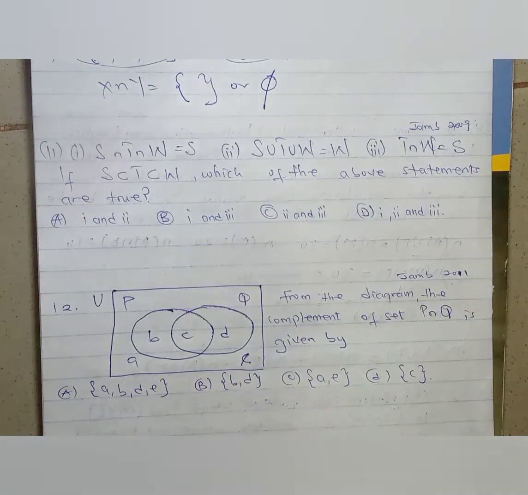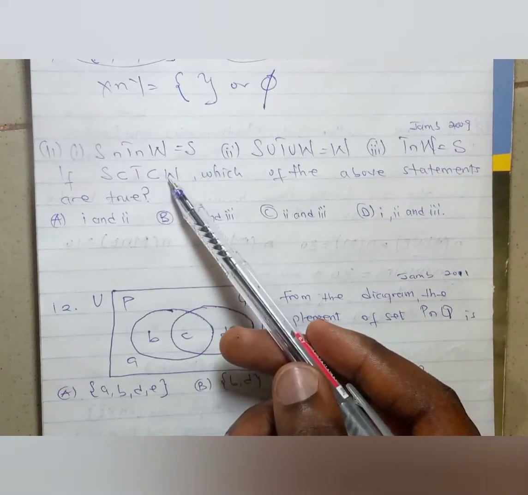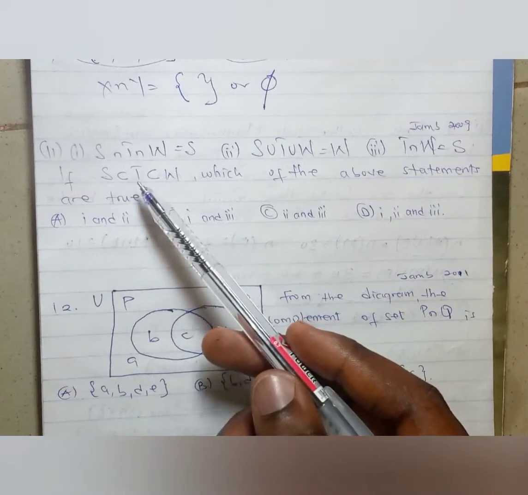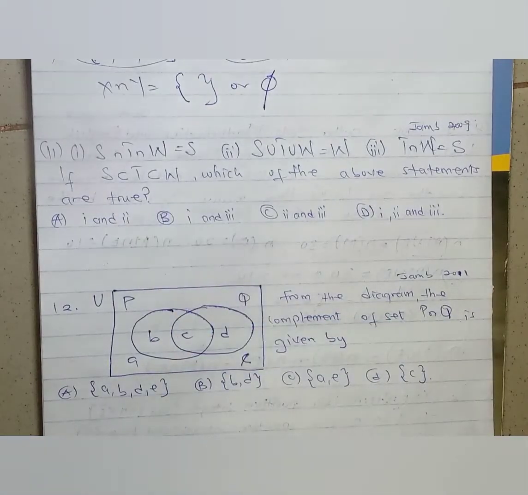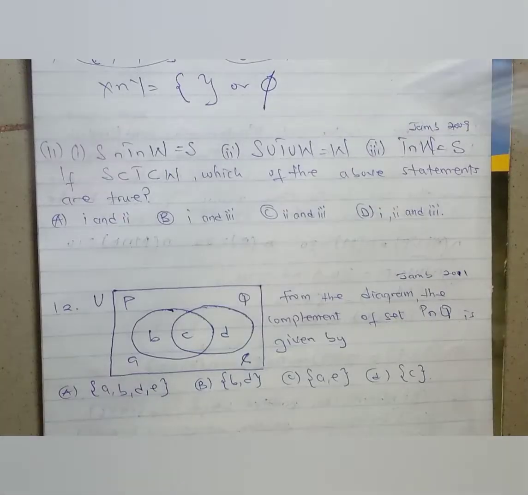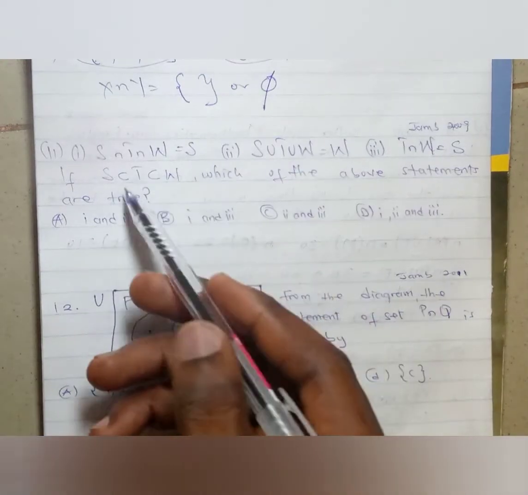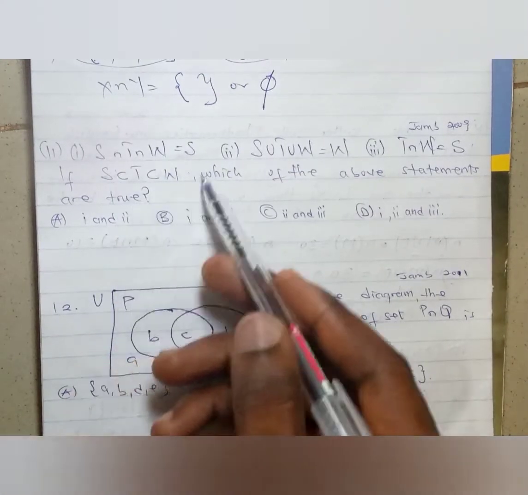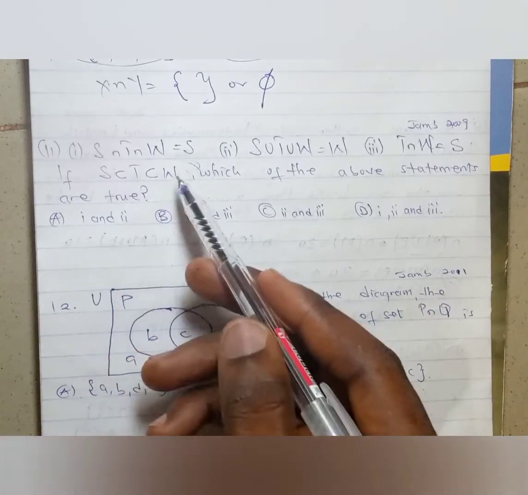First of all, let's compute this. S is a subset of T and W. This tells us that the smallest set here is S, since S is contained in T as well as contained in W. So it means that S is the smallest. So if we intersect all this, you see that S will be what is common. S is found in T and S is also found in W.